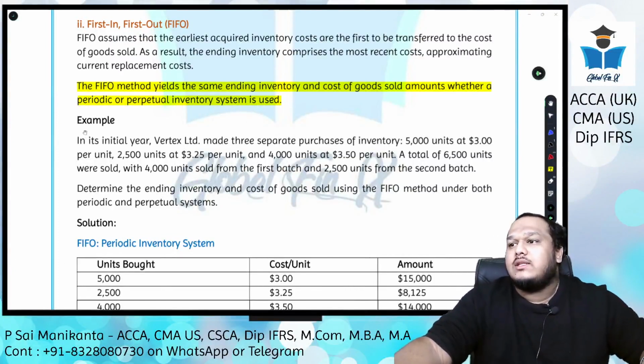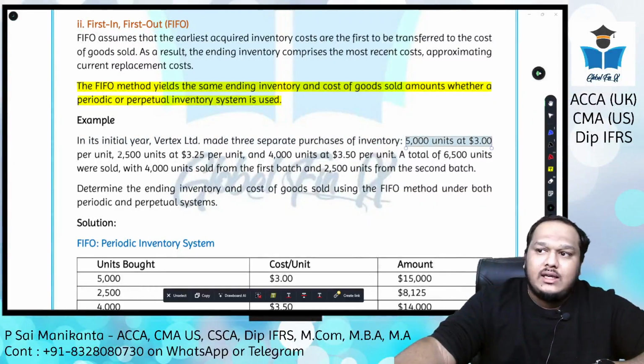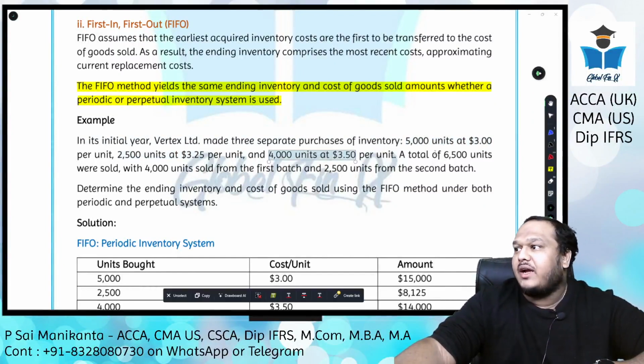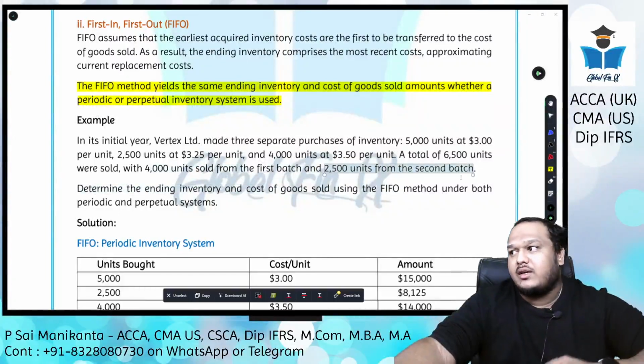So you can see there is this question, so there are three separate purchases, 5,000 units at 3, 2,500 units at 3.25 and 4,000 units at 3.5. 6,500 units were sold, 4,000 from batch 1 and 2,500 from batch 2.